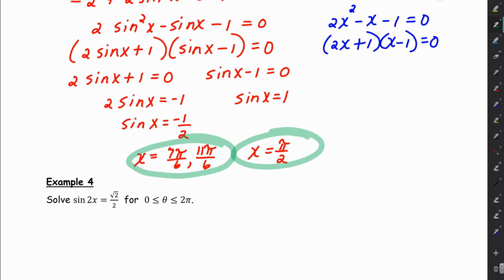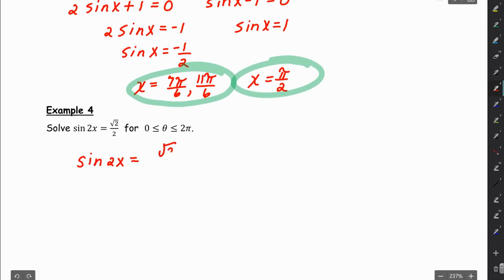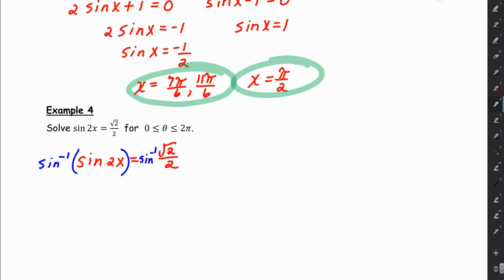All right, let's try example 4. So we have to solve for the sine. So I'm just going to rewrite this. We have to undo sine on both sides. When we have to undo sine on both sides, we're going to take the inverse sine of both sides. The inverse undoes it. So we're going to take the inverse sine of this side, and we're going to take the inverse sine of the right side. So on the left side, when I take the inverse sine of 2x, I'm just left with 2x.